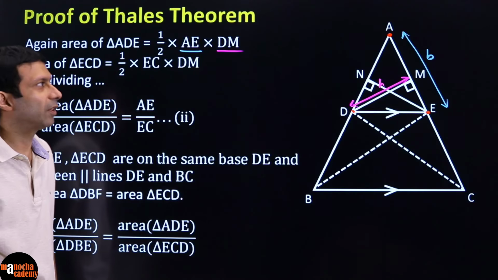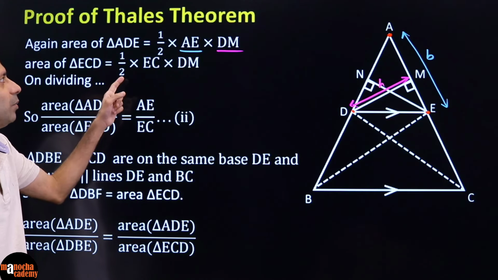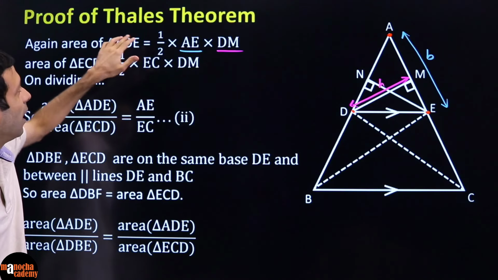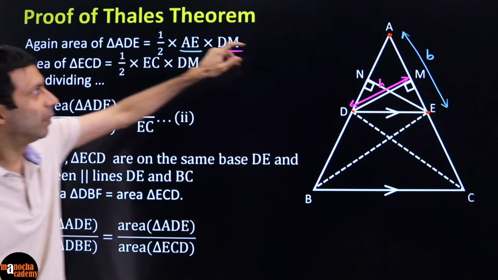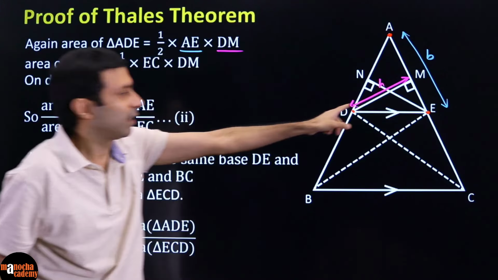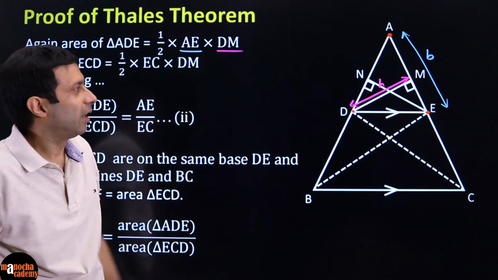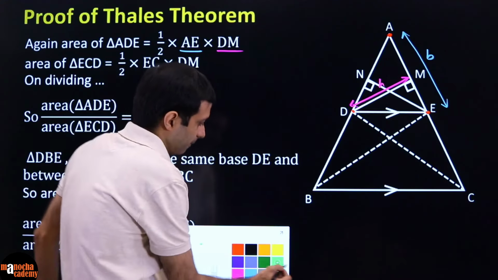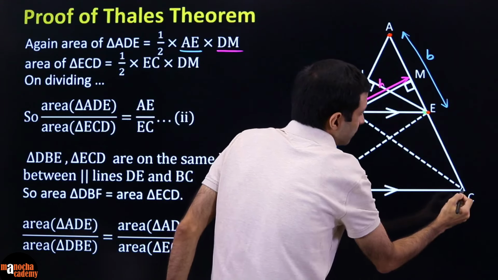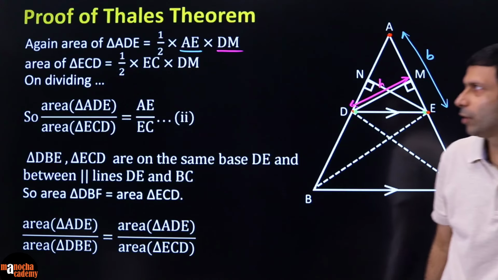So what will be the area of the triangle ADE? Half times AE, this should not be EC, half times AE times DM. So you can see the area of the triangle is going to be half times AE times the perpendicular height DM. And what is the area of the triangle below that? That is the triangle DEC or ECD, whatever you want to call it.